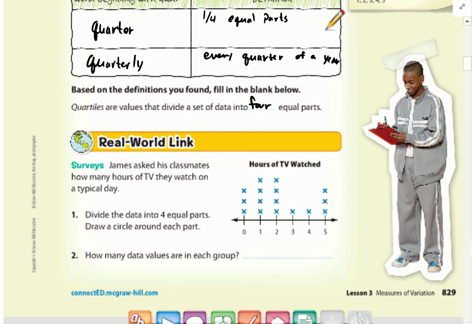So James asks his classmates how many hours of TV they watch on a typical day. Number 1, divide the data into 4 equal parts. Draw a circle around each part. So I have to divide this into 4s. So I know I have 1, 2, 3, 4, 5, 6, 7, 8, 9, 10, 11, 12, 13, 14, 15, 16. Since I have 16, if I divide that into 4, I'm going to need to have 4 groups of 4. And that's going to give me, so how many data values are in each group? 4.